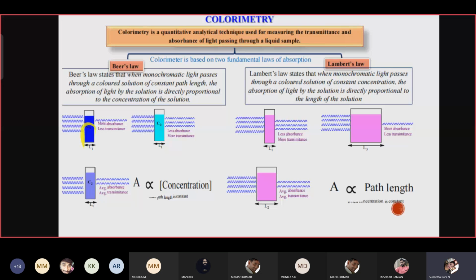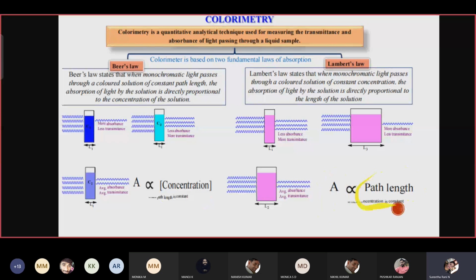If the concentration is higher, whatever light is emitted will be more concentrated. Absorbance of light: Beer's law says the absorbance of the light radiation is directly proportional to the concentration of the solution. Lambert's law says that, for monochromatic light, the absorption of the light radiation is directly proportional to the path length of the solution.